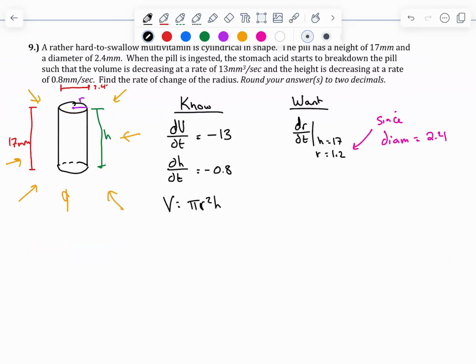So now we have everything. We have a formula that's relating V, r, and H together. So that's exactly what we need. And we don't need to solve for anything because we know dV/dt. So when we differentiate this, we will get dV/dt. That's fine. We will get dr/dt, which is what we want, and we will get dH/dt, which is something we know. So this is going to be perfect. So we'll differentiate with respect to t.